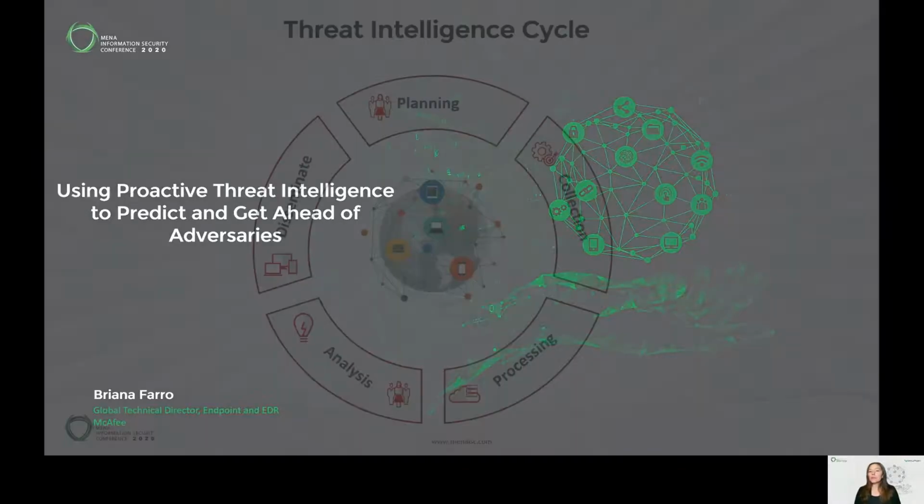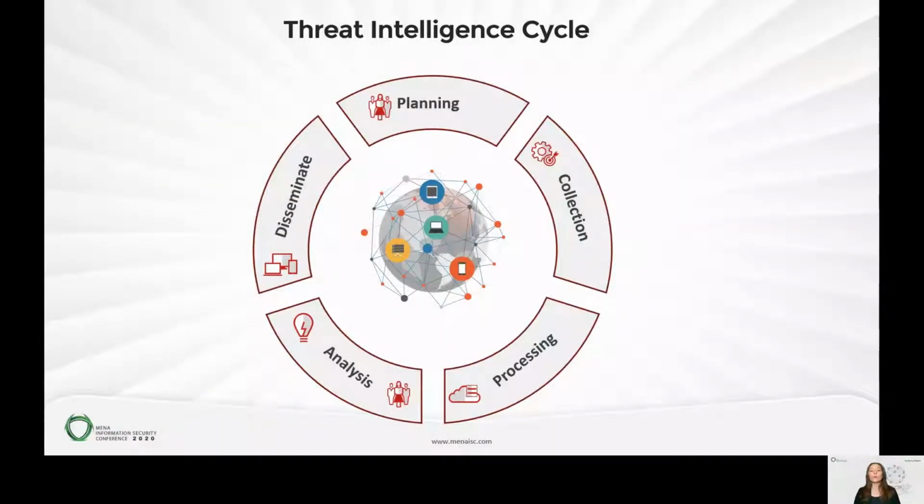If we take a look at the threat intelligence cycle, we'll notice that there's a common theme used across organizations. First, we go through a stage of planning, where we take a look at what our intelligence requirements are, the adversary knowledge that we either have or would like to obtain, and critical intelligence sources for us.